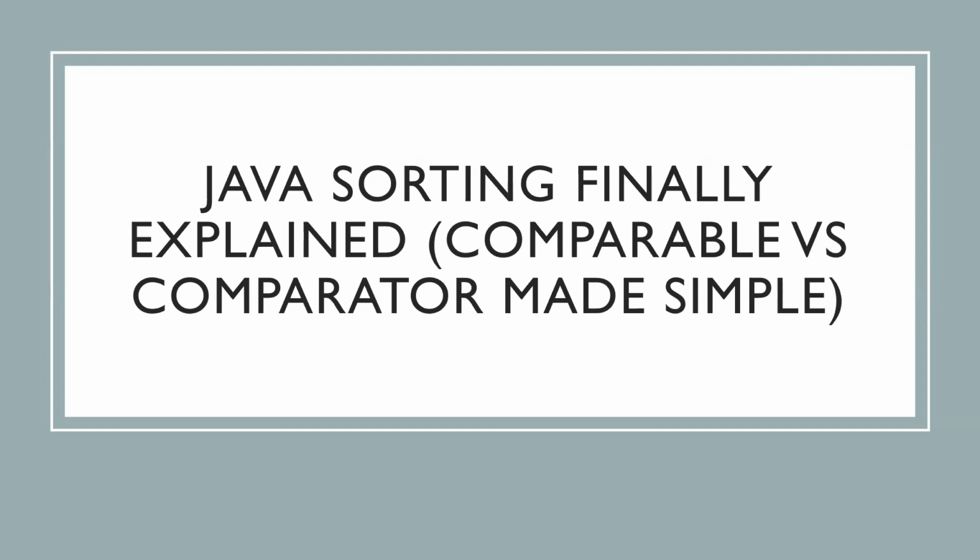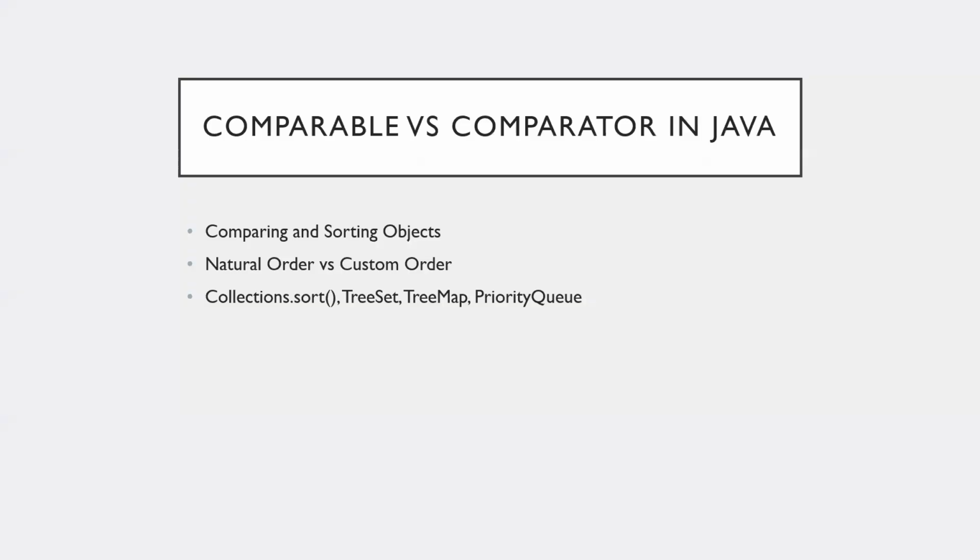Today, we are going to talk about Java sorting finally explained, Comparable versus Comparator, made simple. Comparable versus Comparator in Java. What that does is it compares and sorts objects. We're going to talk about natural order versus custom order. We will also talk about the Collections.sort method, and then we will also talk about collections like TreeSet, PriorityQueue, and TreeMap, which is not a collection, but we'll talk about it as well.